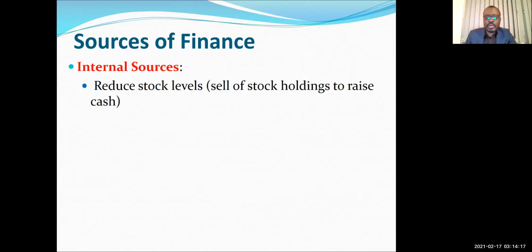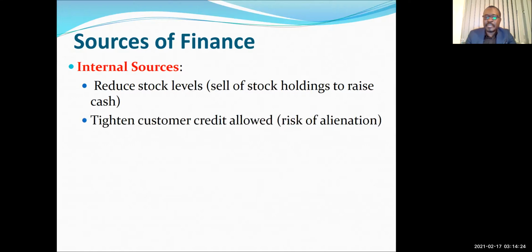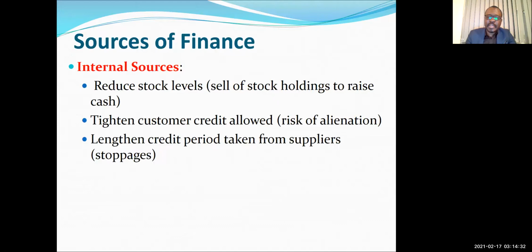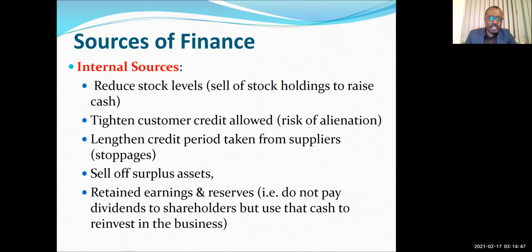A number of approaches could be used. Okay, for example, sell stock holdings to raise some cash or tighten customer credit control. So instead of giving them 30 days to pay, give them just 15 days to pay so that I can get more cash. What about suppliers? If we are taking 30 days to pay suppliers, why not extend it to 60 days so that we can have surplus cash to run the organization? If we have any asset we are not using, scrap, sell the surplus assets so that I can make some money.